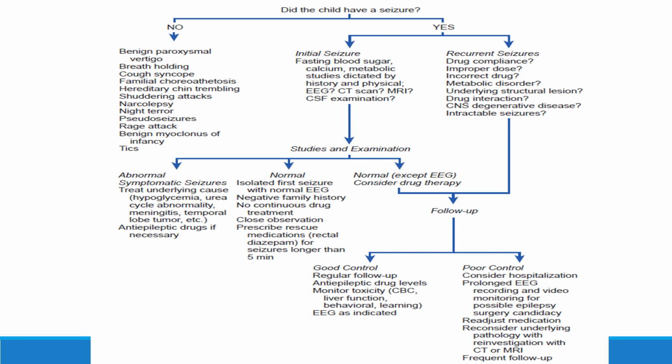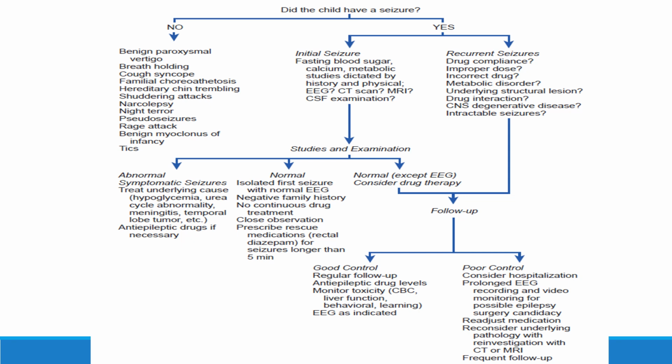And according to the results of the investigation and examination, if we have abnormal investigation and or examination, it is a symptomatic seizure. We will then treat the underlying cause, such as hypoglycemia, urea cycle abnormalities, meningitis, temporal lobe tumors, and so on, and the choice of anti-epileptic and the need to start anti-epileptic will be taken according to the clinical scenario, and mostly there is no need to use anti-epileptics, or at least no need to use long-term anti-epileptics.